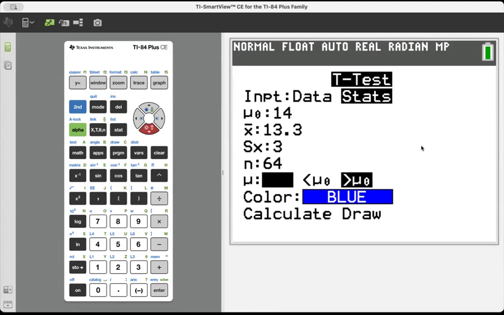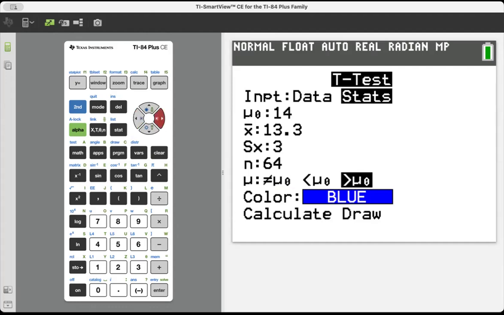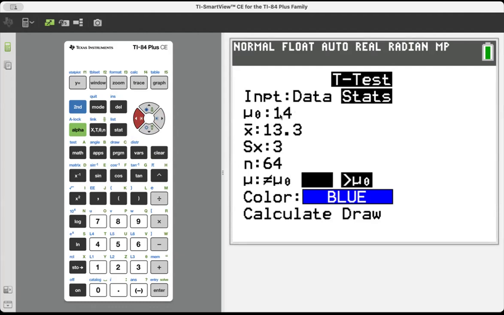Our direction is going to be, in this class I had mentioned in the previous lecture that I'm not going to use bidirectional testing, which is symbolized here with a not equal to mu sub 0. We're going to either do less than mu sub 0 or greater than mu sub 0. So what you're asked here is basically, what is your null hypothesis? Are you testing that the mean is truly less than 14? Or are you testing that it is greater than 14? Well, in this problem, we're testing that compression reduces wound healing time. So the answer here, the alternative hypothesis is less than. So you hit enter on the less than mu sub 0. Go down to calculate and hit enter.